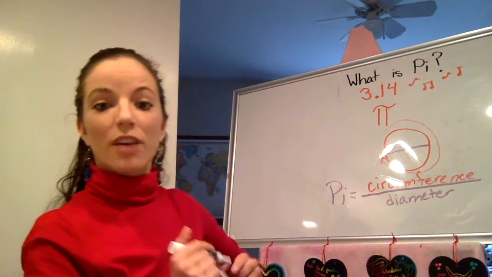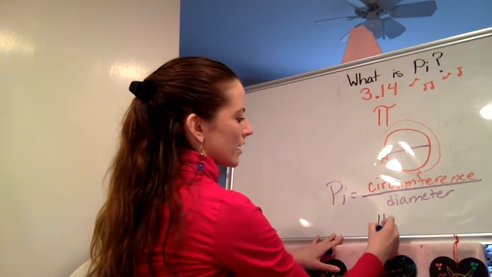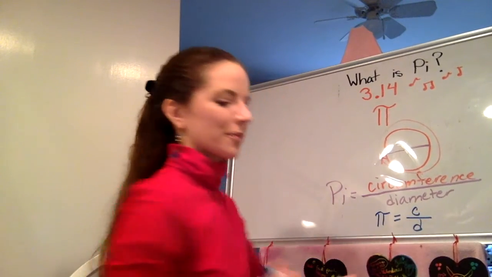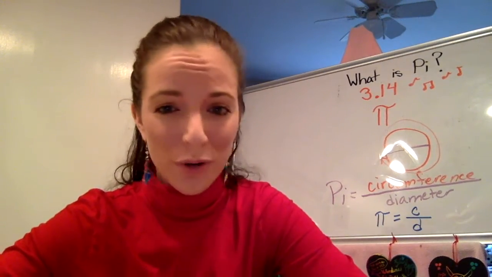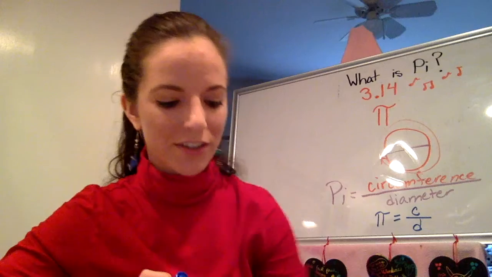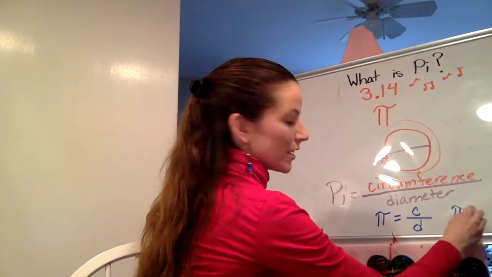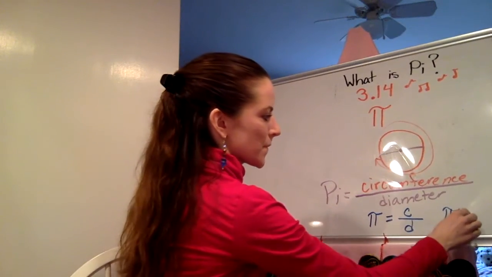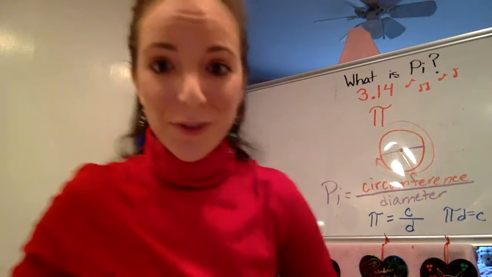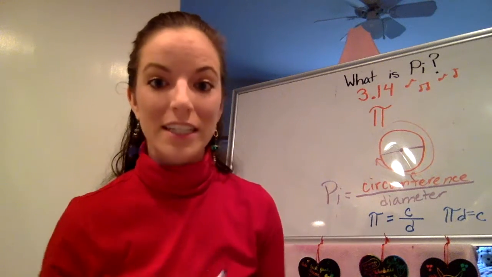So pi equals circumference divided by diameter. And you might also see that written like this. Pi equals circumference divided by diameter. Now, if you don't know the circumference of a circle, you can also use pi to find the circumference. So you can do pi times diameter to find the circumference. So you can find the circumference, the distance around a circle, by multiplying the diameter of that circle times pi.